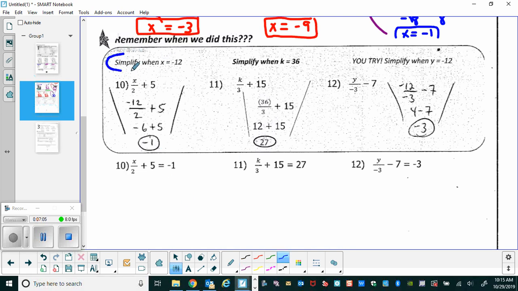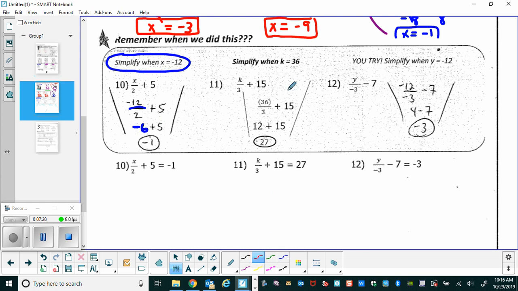When we simplify when x equals negative 12, we plug in a negative 12 in the numerator, and then we do this negative 12 divided by 2. That's going to be my negative 6. All I got to do now is add the 5, and that's how I get negative 1.